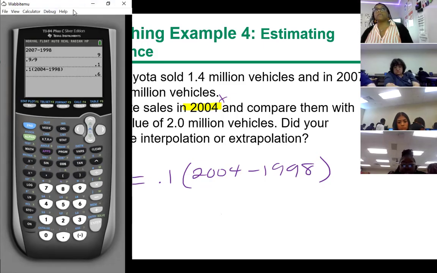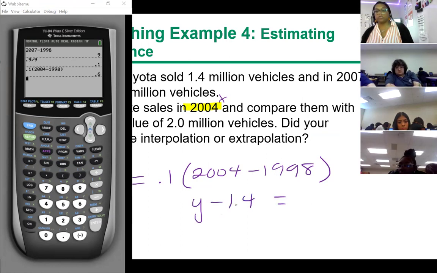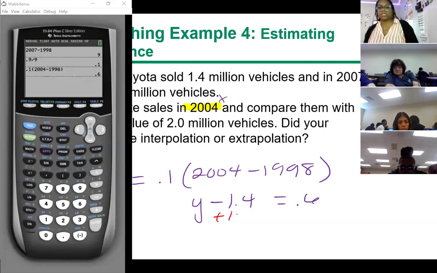All right, so once I type it in, I get that this is 0.6. So now we're down to y minus 1.4 equals 0.6. So remember I said that's why there was no need for us to simplify, because we were going straight to the calculator anyway. So our next step here is to get y by itself, which means that we're going to just add 1.4 to both sides. And we get y equals what? 2. It is 2.